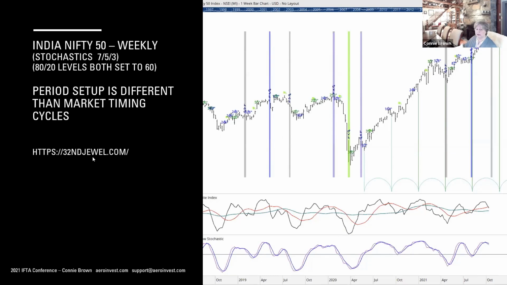The difference between setting up your stochastics with a fixed period, please understand, using in this display is the Nifty 50. The India index has had a wonderful cycle, but this is Gann cycles. So if you want to know something about that type of timing, take a look at 30-second Joule, and here's the website. I'm going to be passing on a bunch of links for you, so you'll have that as a reference. But I don't use fixed cycles ever for timing a market.